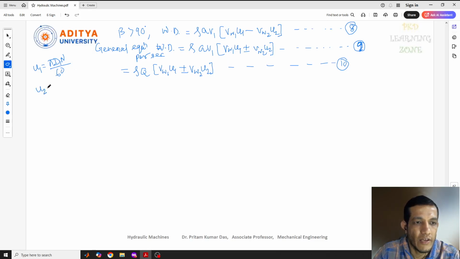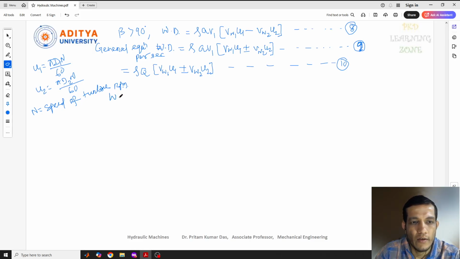And similarly U2 we can write, this is pi D2 n by 60. This is the formula. This is inner diameter, this is outer diameter, and n is the speed. So here we can write, n equal to speed of turbine, which can be written in RPM. And now for this condition, if I find out work done, I have calculated.